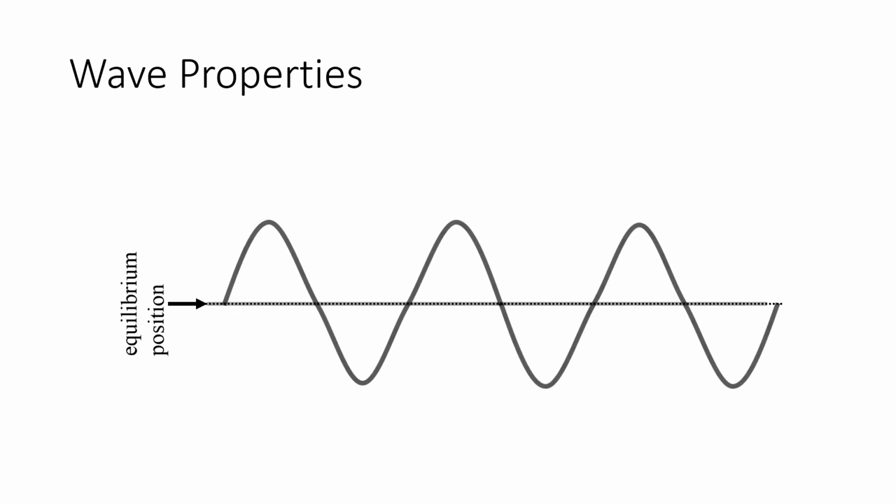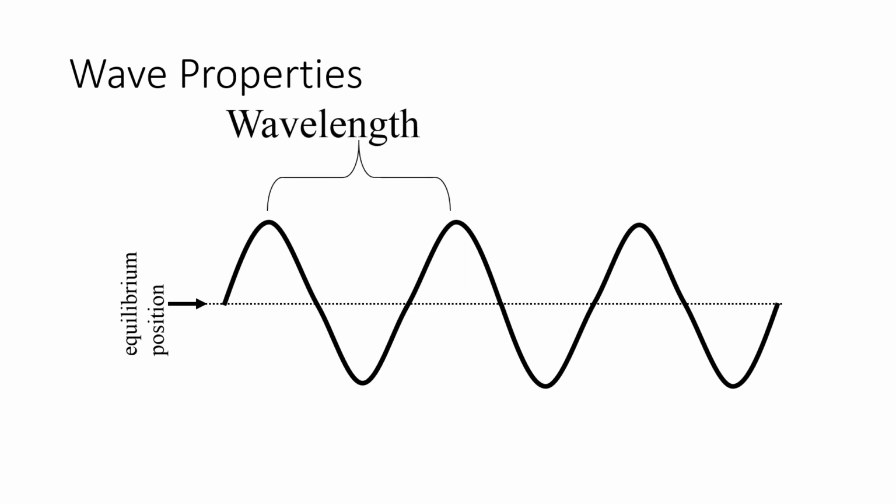Okay, here's a diagram to show you wavelength. In this case, we're using crest to crest. You could use trough to trough. You could use any two corresponding points on that wave to figure out the wavelength.